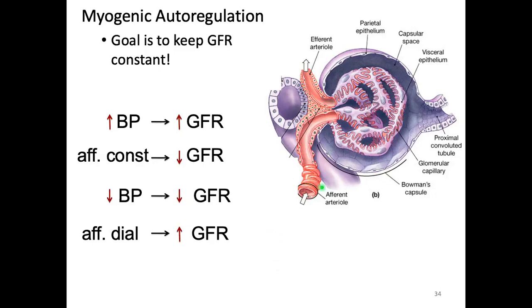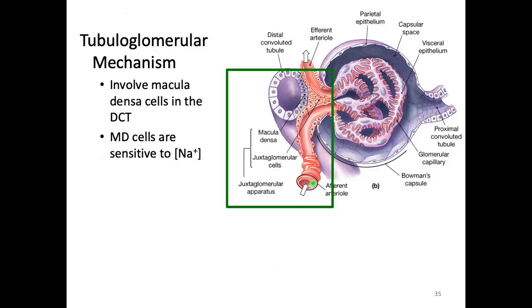This is intrinsic. This is autoregulation. You don't need to think about it. There's no nervous system input. It's just a property of smooth muscle. Okay. The tubuloglomerular mechanism. You're going to need to spend some time on this.